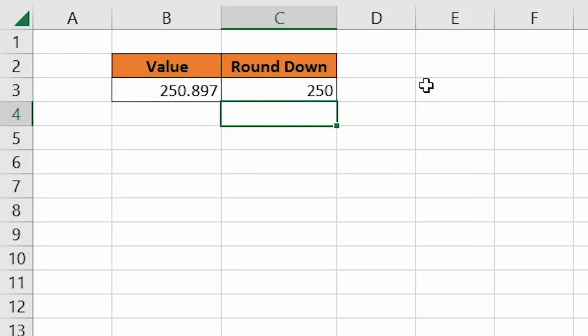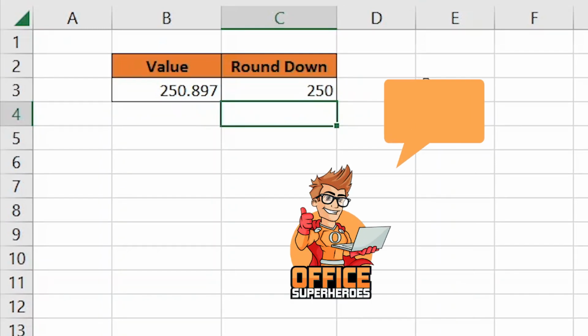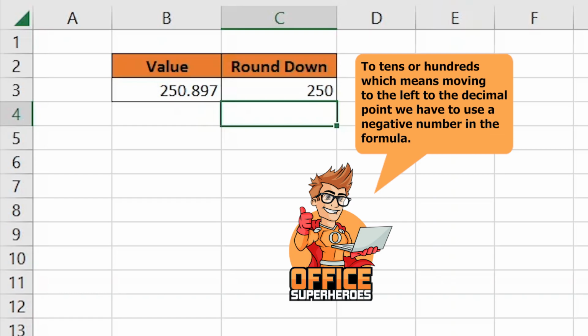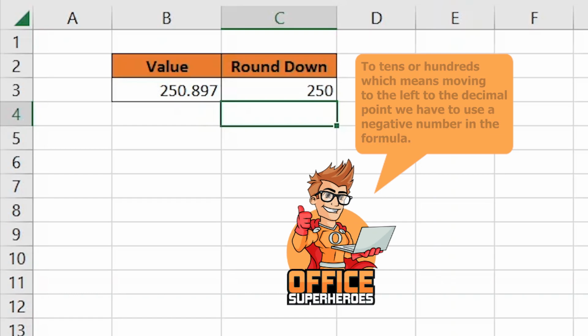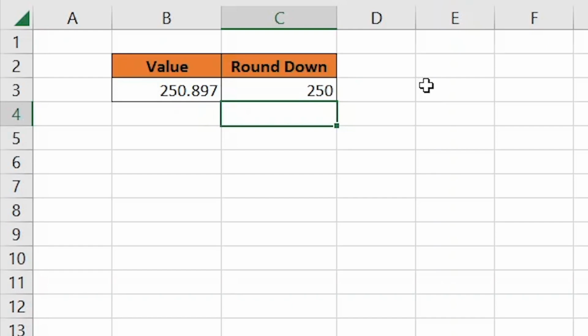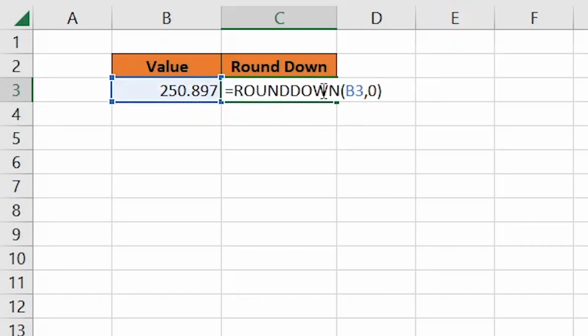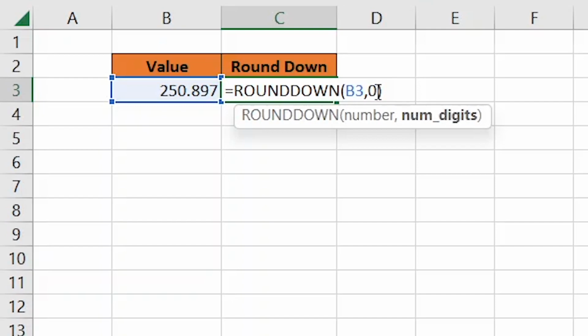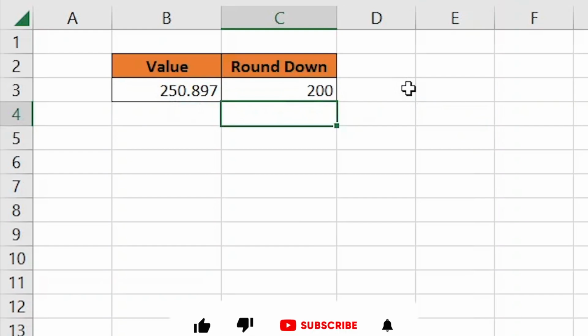One last thing before we finish. If we want to round a number down to tens or hundreds, which means moving to the left of the decimal point, we have to use a negative number in the formula. Therefore, we must always put a minus sign in parentheses along with the number. Let's take one example. We want to round a number to the nearest hundred, so we enter the number -2. Well done. That was easy, wasn't it?